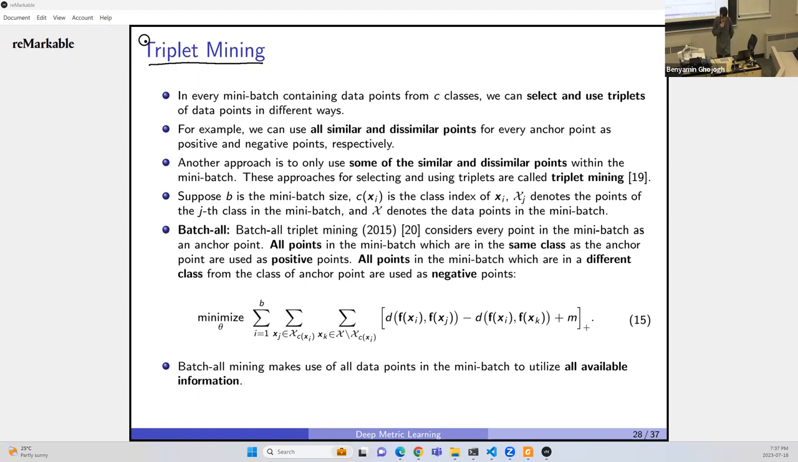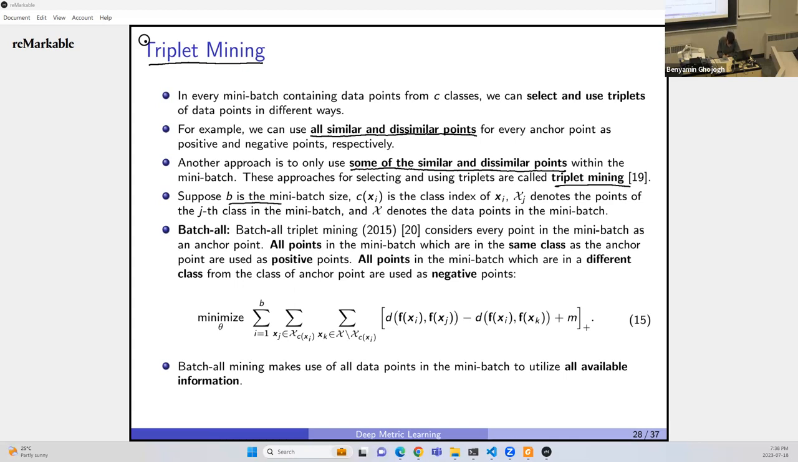What do we do? It means, how do we find the positives and negatives in a good way? Assume I have either class labels or I know somehow how similar and how dissimilar the patterns are, right? So I assume I know that. But how can I choose the triplets? For an anchor, I have a lot of options for positive. Which positive do I choose? For an anchor, I have a lot of options for negatives. Which negative do I choose? That's called triplet mining. Okay. So we can use all similar and dissimilar points for every anchor point, right? Or we can choose some of the similar and dissimilar points. And that's called triplet mining.